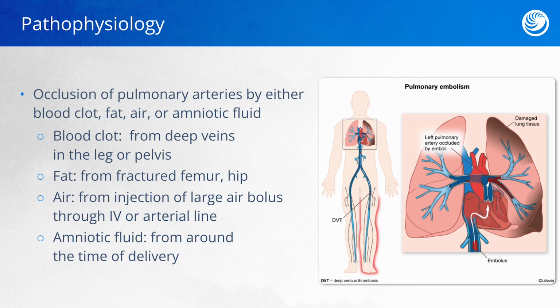As you can see in the image on screen, a clot can originate in the deep veins. These can be known as deep vein thrombosis or DVT. The DVT is going to travel up through circulation and occlude the pulmonary arteries. As the pulmonary arteries are occluded, circulation and perfusion are reduced and lung tissue becomes damaged. In this video, we're going to focus primarily on pulmonary emboli caused by blood clots.